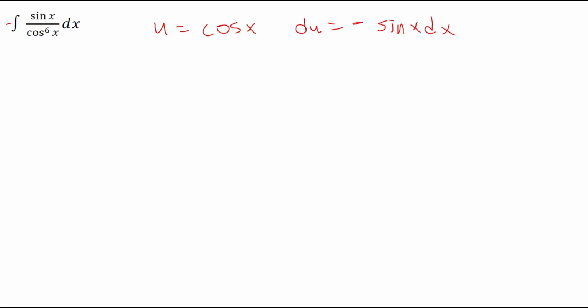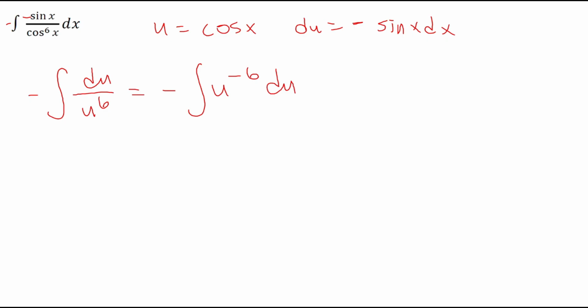And we'll just need to put a negative outside and a negative inside that integral. That'll turn this into the opposite of the integral of du over u to the 6th, or the opposite of the integral of u to the negative 6th du.